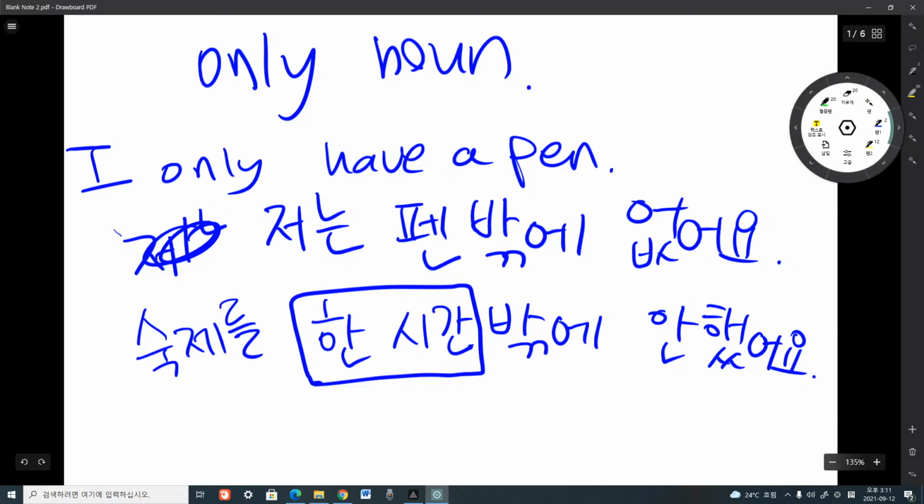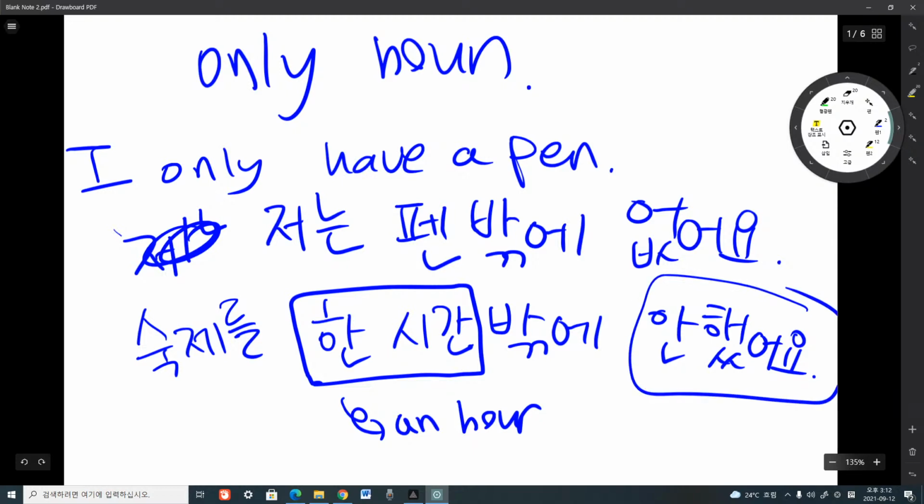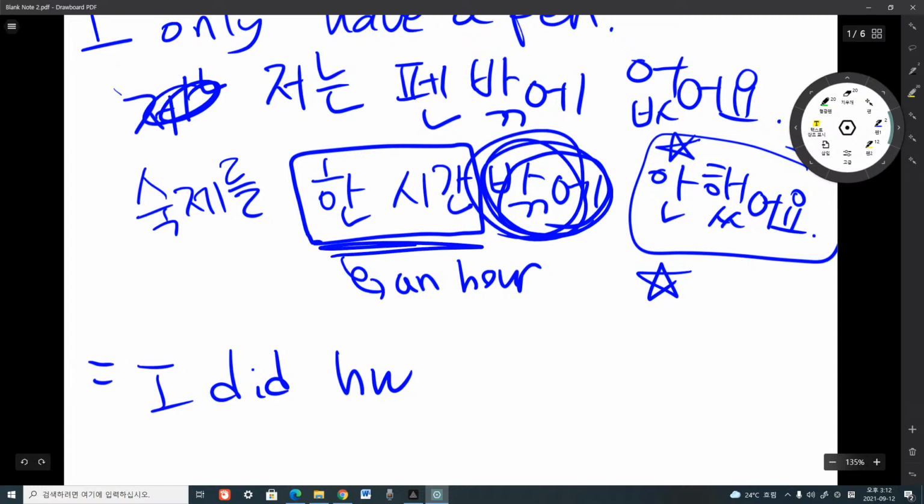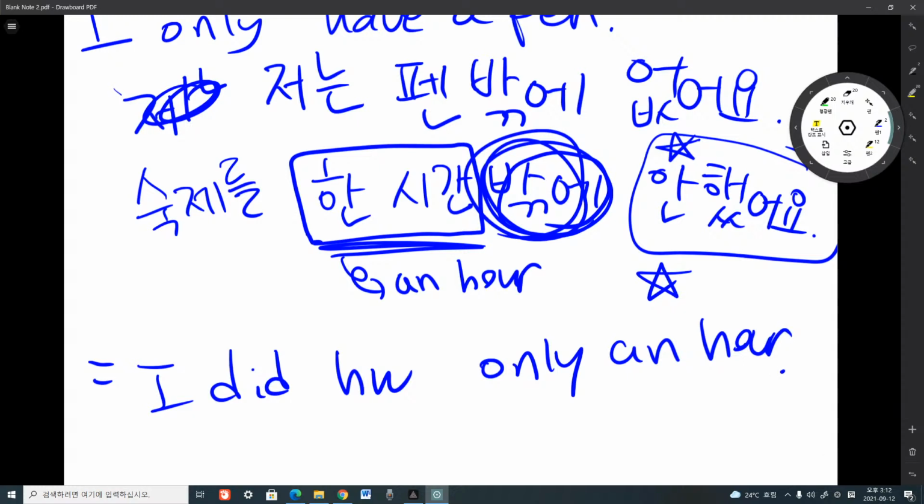1시간밖에 안 했어요. 1시간 means an hour, right? And a negative verb is used. 안 했어요, I did not do. But this doesn't mean I did not do. It's just how it's grammatically used. When you're using 밖에 to mean only, the negative verb is used, right? So it means I did homework, but it doesn't mean I didn't do homework, it means only for an hour. I did homework only an hour. 그 다음에 한국어 조금밖에 못해요.